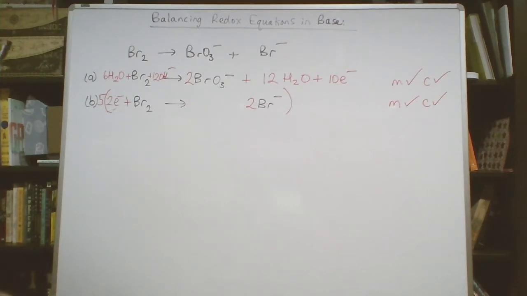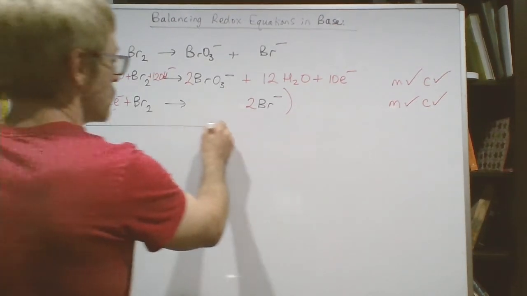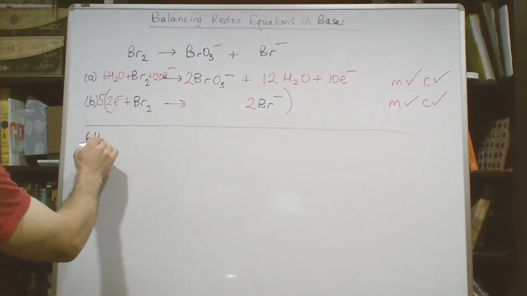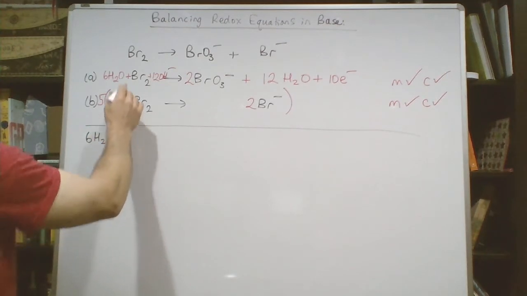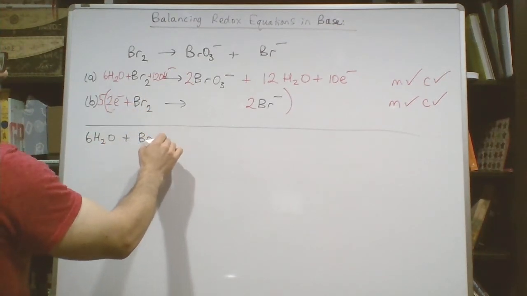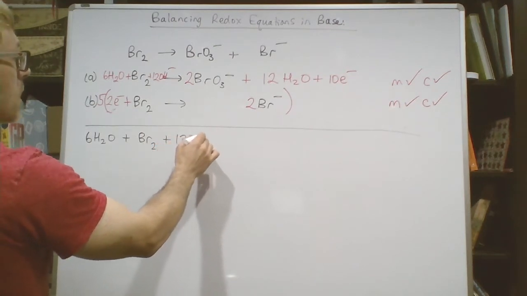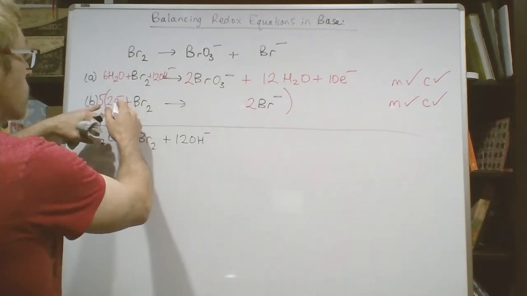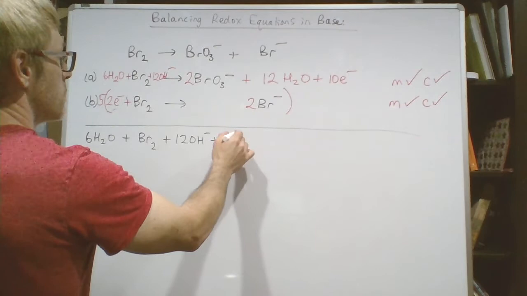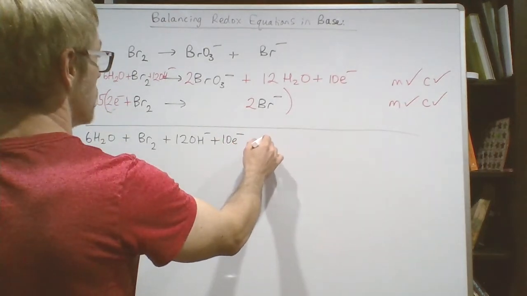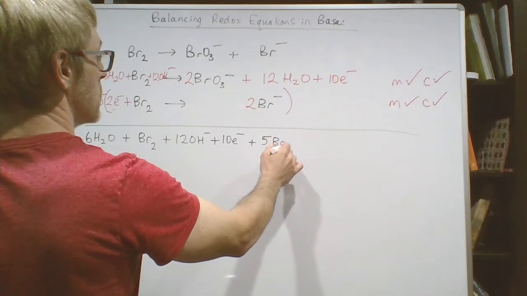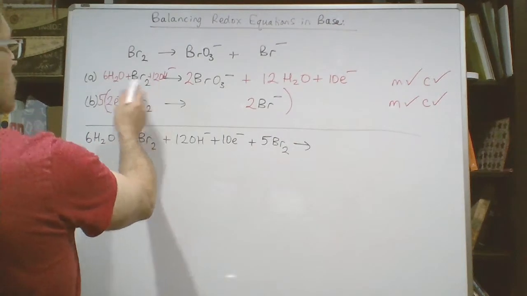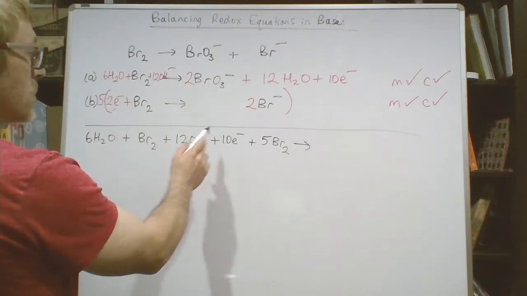So just for good record keeping, let's go ahead and rewrite what we have. We've got 6 water molecules and Br2 and 12 hydroxides. Then I've got 10 electrons and 5 Br2s here. So I've got 1, 2, 3, 4, 5 objects, 1, 2, 3, 4, 5 objects.